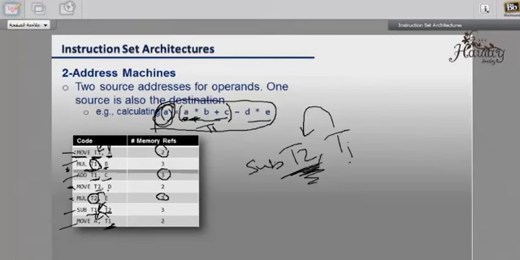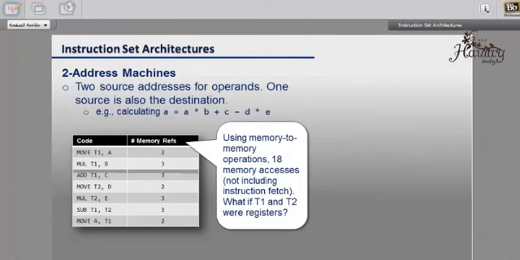So how many times did you access the memory now? 18 times. Yes, thank you. 18 times, because we have to add them up. So 2 plus 3 plus 3 plus 2 plus 3 plus 3 plus 3 plus 2 gives us 18. So 18 times we access the memory. 18 times, quite a large number.